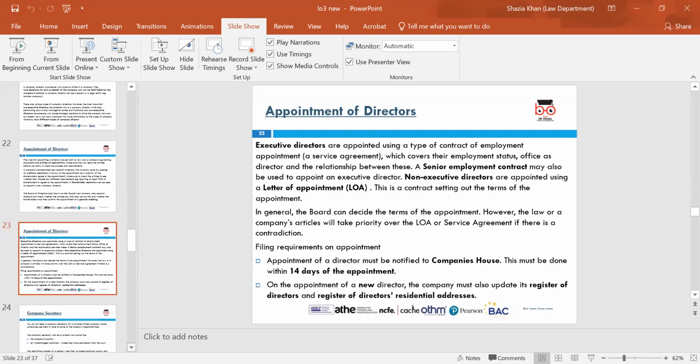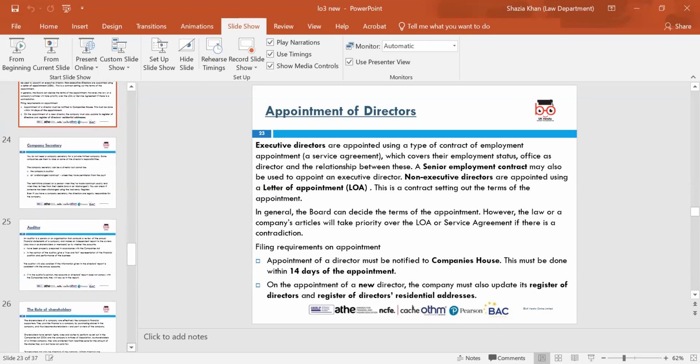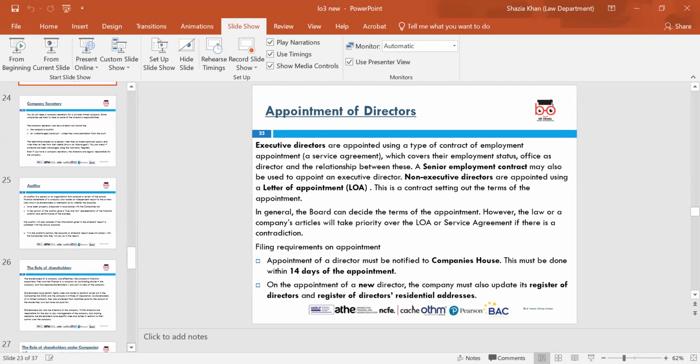Executive directors are appointed by using a type of contract of employment, a service agreement, which covers their employment status, officers, director, and the relationship between these. A senior employment contract may also be used to appoint an executive director. Non-executive directors are appointed using a letter of appointment, which is an LOA. This is a contract setting out the terms of the appointment. In general, the board can decide the terms of the appointment. However, the law or company's articles will take priority over the letter of appointment or service agreement if there is a contradiction.